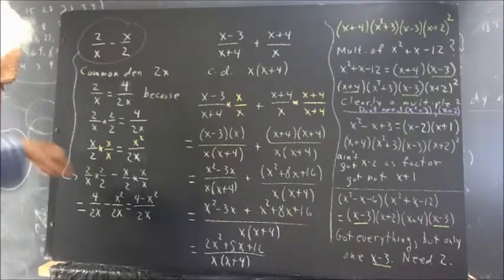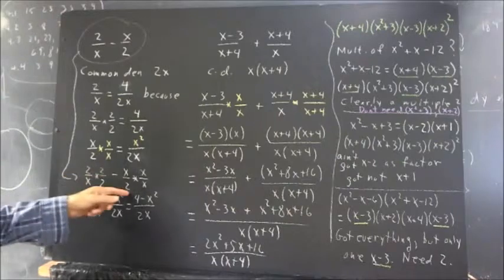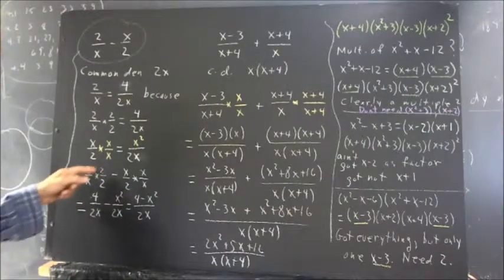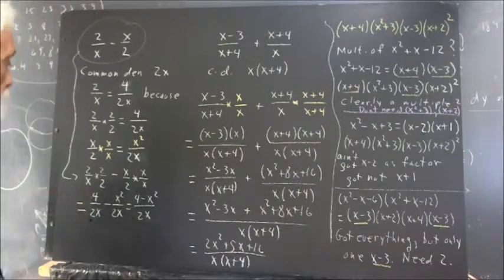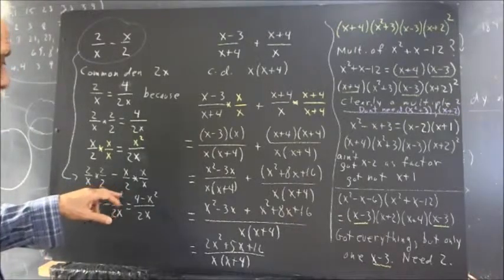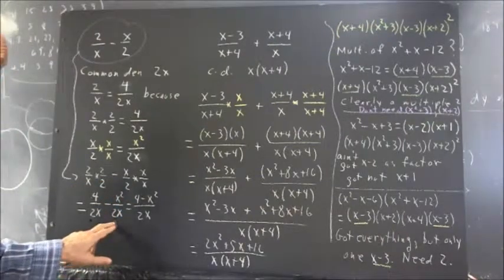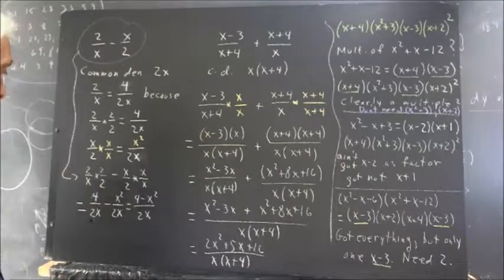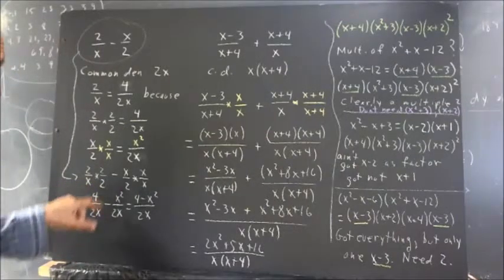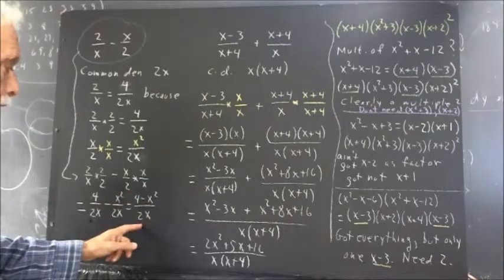So, we now work through the equation. We say, okay, we've got 2 over x minus x over 2. We multiply 2 over x by 2 over 2 to get a denominator 2x. Numerator will be 4. We multiply x over 2 by x over x in order to get the same denominator 2x. And of course the numerator has to be x squared. So now we have 4 over 2x minus x squared over 2x, which is 4 minus x squared divided by 2x.